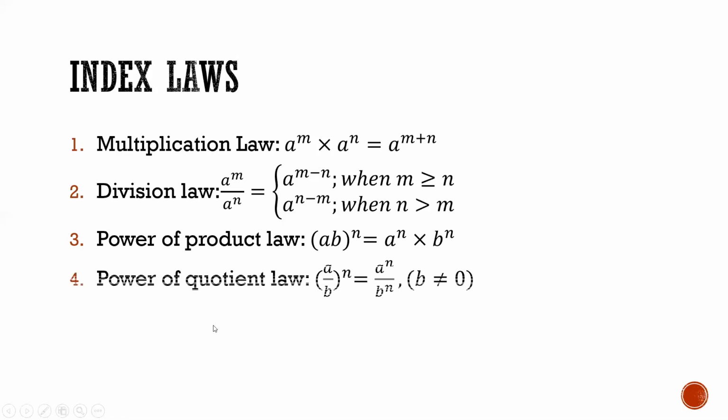The next law is the power of quotient law, a similar kind of law to number 3. In 3 there was a multiplication, and in 4 there is a division or quotient. So here a divided by b, whole to the power n, is equal to a to the power n divided by b to the power n. Similar to before, we are splitting the powers. Here we have a condition, that is b is not equal to 0. In a division or fraction we cannot have 0 in the denominator, because if the denominator is 0 the fraction becomes undefined. That's why b cannot be 0.